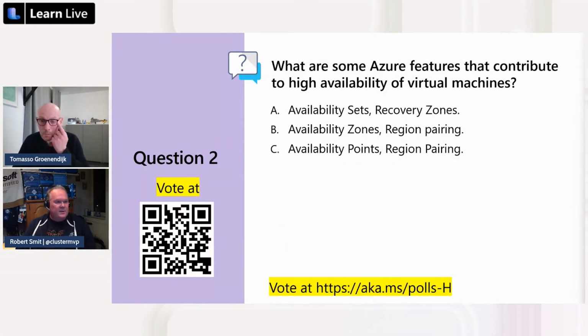So the second question here is, what are some features that contribute to high availability of virtual machines? Azure features. Well, for high availability, we talked about availability sets, availability zones, availability points. I didn't use that right, Tommaso? Or did I forget something? Yeah, that's a good question. Let me think about it. I can't remember that you said it.